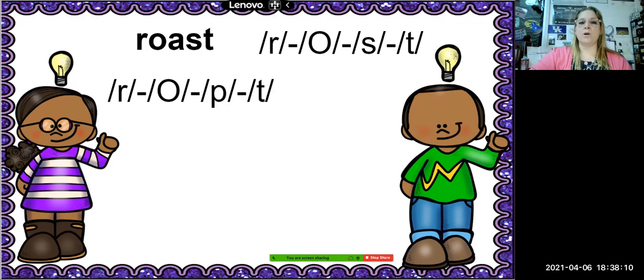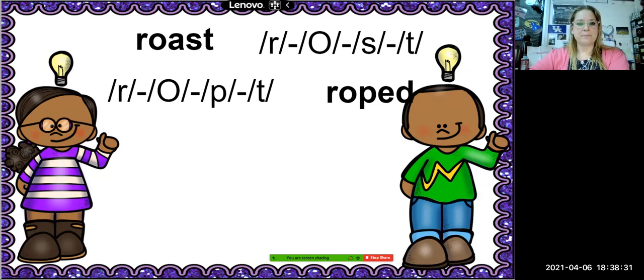Remember, the capital O on these slides means a long O sound. O. So we have roped. Roped. What's the new word? Roped. Very good. Like the cowboy roped the cow.